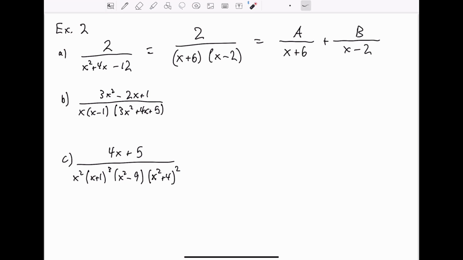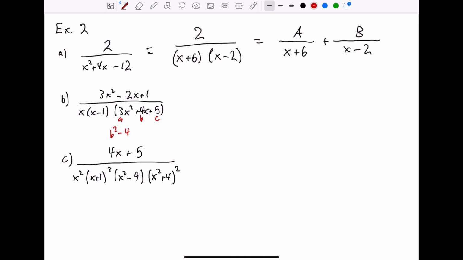The first step is to factor, but x times x minus 1 is already factored, so the only thing we need to check is the 3x squared plus 4x plus 5. Can we factor that? Well, if we're not sure, we could try the quadratic formula, or if we're suspicious that it's irreducible, then we can take the discriminant. The discriminant is b squared minus 4ac. So this is a, b, c.